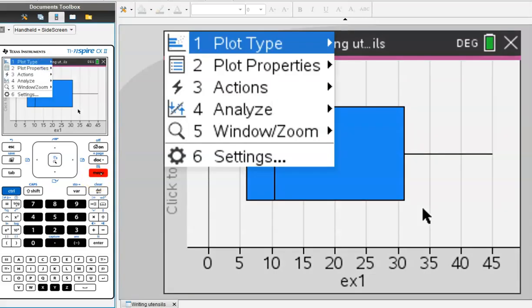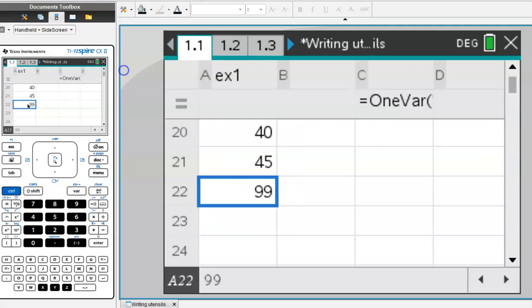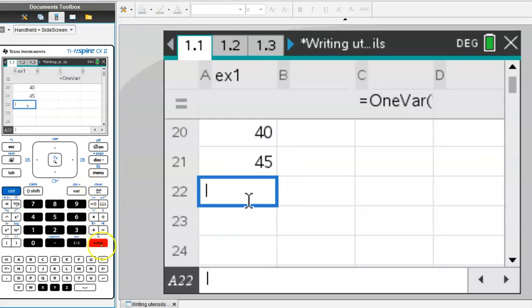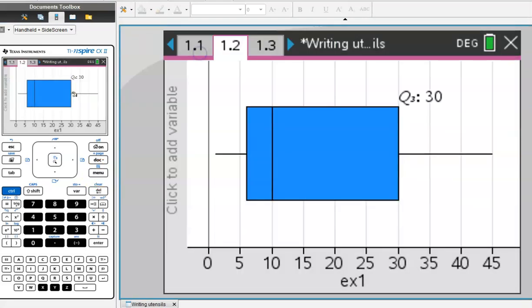Let's zoom out. Window, zoom data. Okay, and it'll show up as dots like this. So if there are outliers, but here we are not using our 99. So let's go ahead, zoom back in. Okay, so box plots show the 5-number summary. So minimum, Q1, median, Q3, maximum.